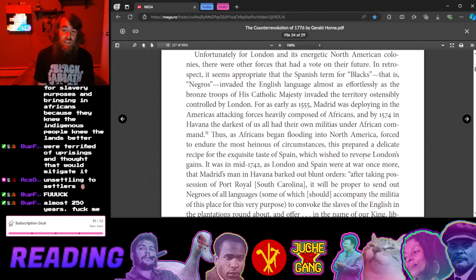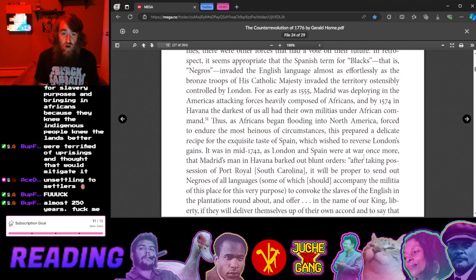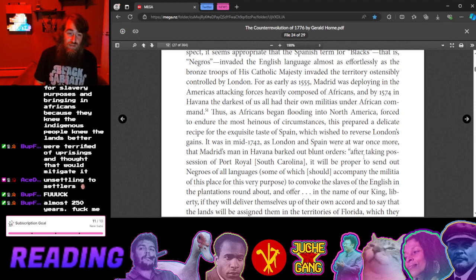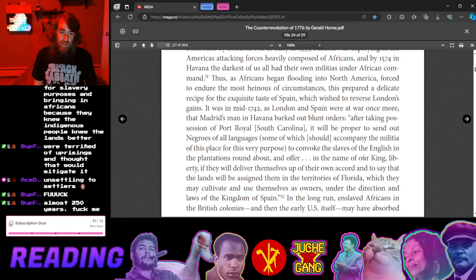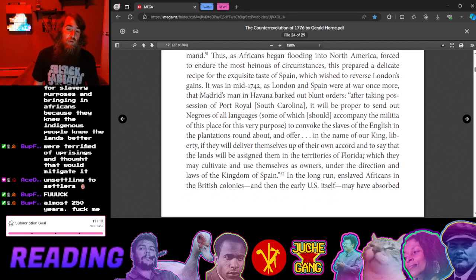Unfortunately for London and its energetic North American colonies, there were other forces that had a vote on the future. In retrospect, it seems appropriate that the Spanish term for blacks, that is, Negroes, invaded the English language almost as effortlessly as the bronze troops of His Catholic Majesty invaded the territory ostensibly controlled by London. For as early as 1555, Madrid was deploying in the Americas attacking forces heavily composed of Africans. And by 1574, in Havana, the darkest of us all had their own militias under African command. Thus, as Africans began flooding into North America, forced to endure the most heinous of circumstances, this prepared a delicate recipe for the exquisite taste of Spain, which wished to reverse London's gains.